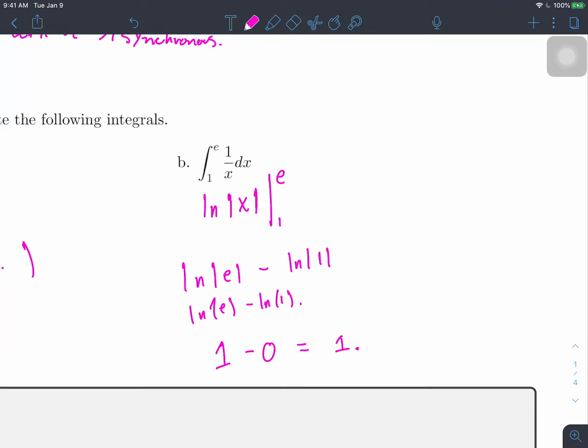Okay, so agree? Is that how everybody else solved it? Okay, cool.